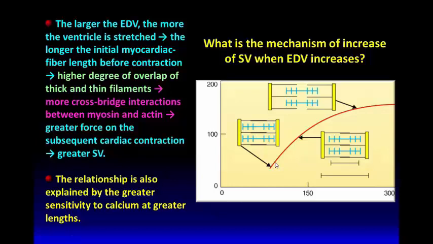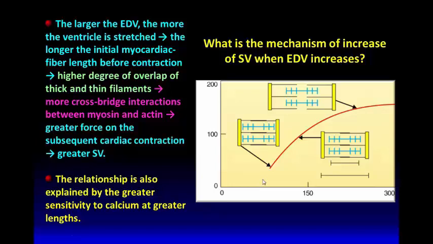At smaller end-diastolic volumes, the interaction between actin and myosin is not optimal, and as the left ventricle is stretched with more and more end-diastolic volume, the interaction between actin and myosin becomes optimal. Thus, we would have greater force on the subsequent contraction and greater stroke volume. This relationship is also explained by the greater sensitivity to calcium at greater lengths.